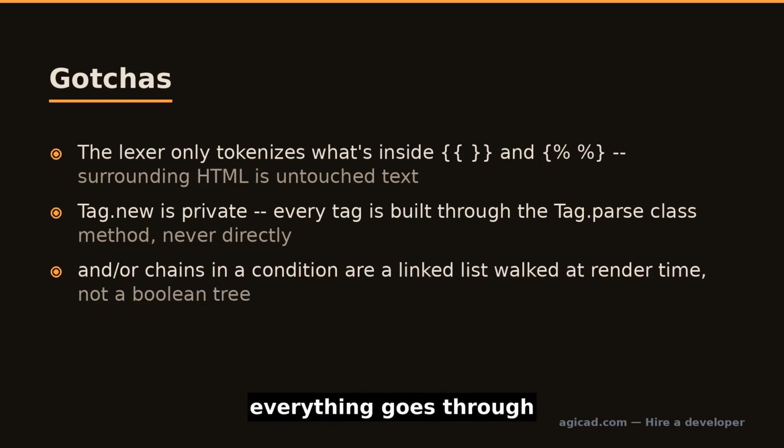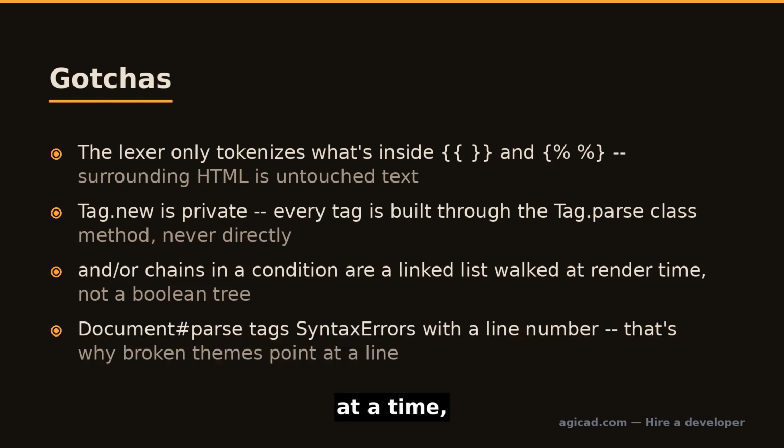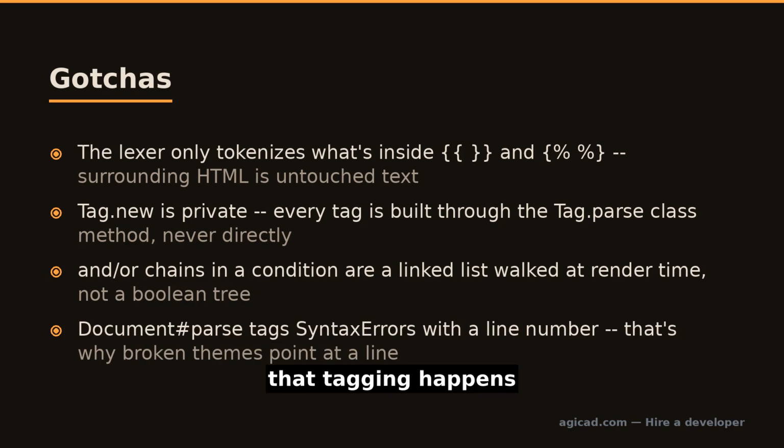An and/or chain inside an if tag is not a nested Boolean tree sitting in memory. It's a flat linked list of condition objects, walked one link at a time, only at render time. And document.parse is specifically why a broken Shopify theme error points you at a real line number. That tagging happens right in the rescue block we read in step 4, not as an afterthought somewhere else.